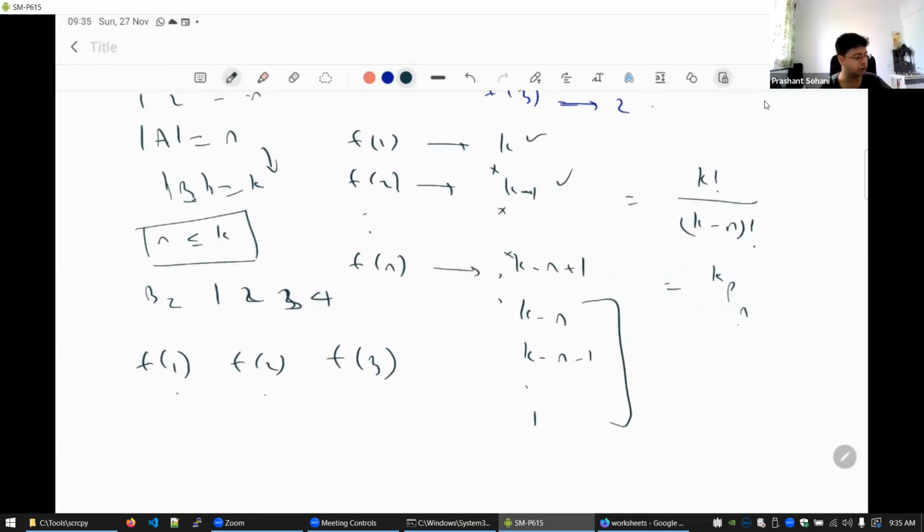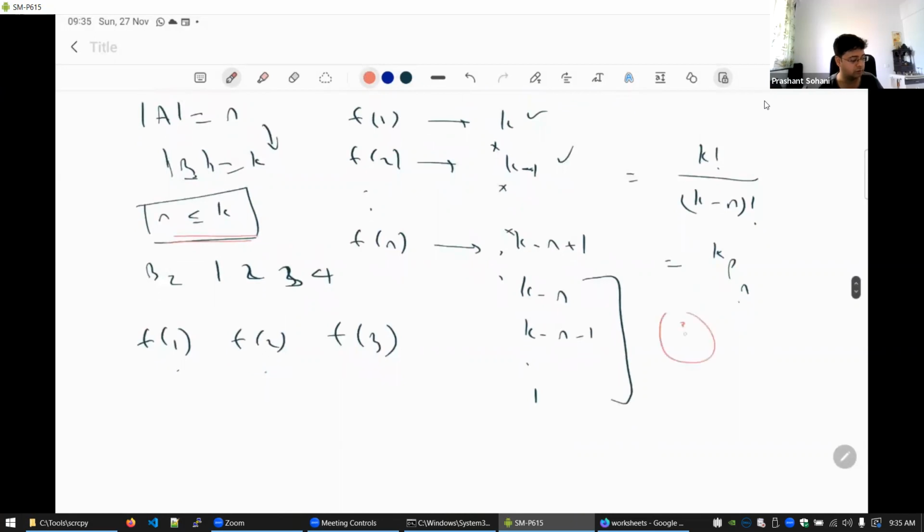The important condition is that n less than or equal to k has to hold, because the reverse picture will not be possible, right? If you have three elements in set A and only two elements in set B, after you assign two elements, the third one will be left with no choice. So this cannot be an injective function.